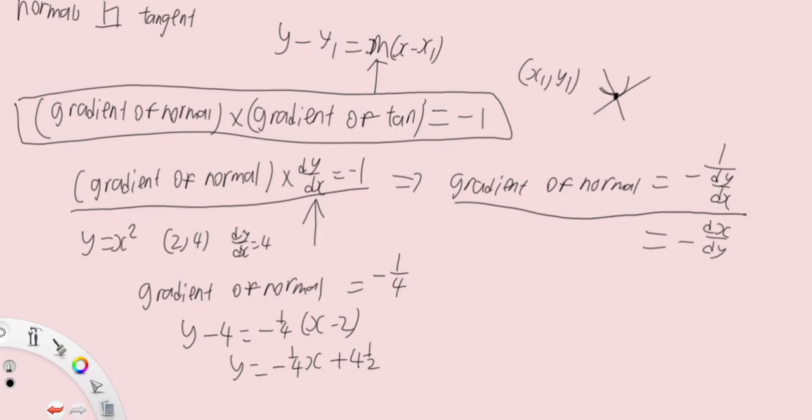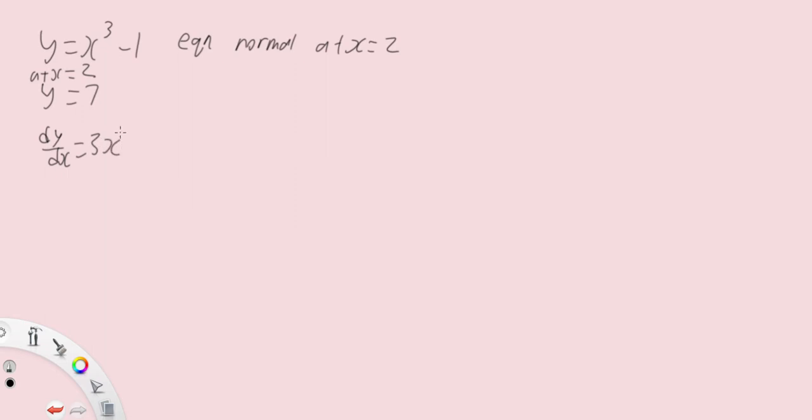And this is the equation of the normal at x equals 2. Using another example, let's say y equals x cubed minus 1. And keep it simple, equation of normal at x equals 2. First things first, find what the coordinates are at x equals 2. So at x equals 2, y equals 7. Alright, 2 cubed is 8, minus 1 is 7. Then we also have dy dx, okay? dy dx is simply 3x squared. Bring down the power to the front, reduce the power by 1, get 3x squared, minus 1 differentiated, get back 0.